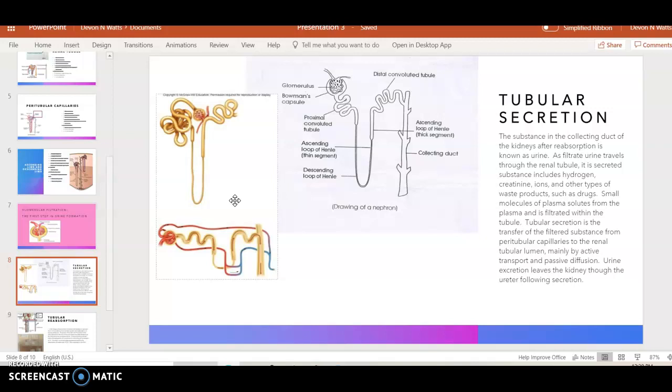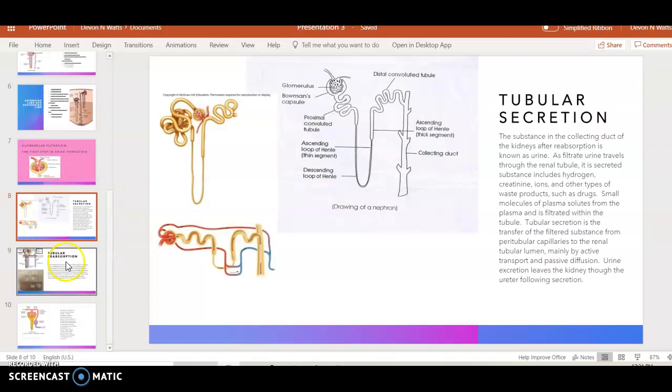So the small molecules of the plasma solutes from the plasma are filtered within the tubule. And so the secretion is once those molecules are secreted, they are transferred to the filtered substance from the peritubular capillaries to the renal tubular lumen. So it's an active transport and a passive diffusion, and the urine is excreted after the secretion.